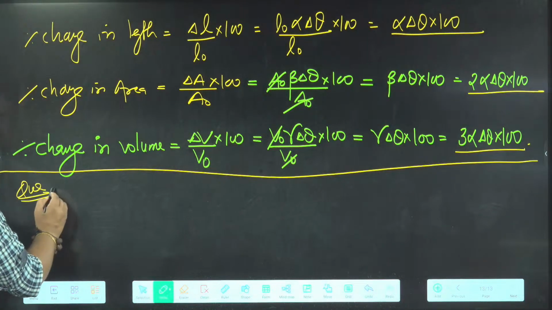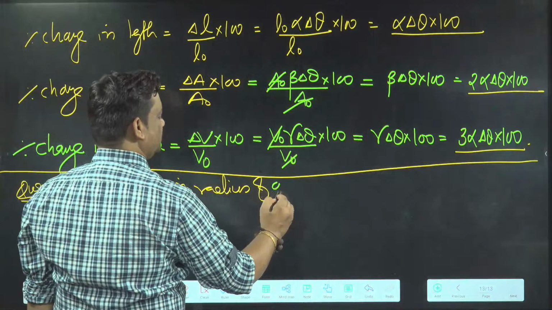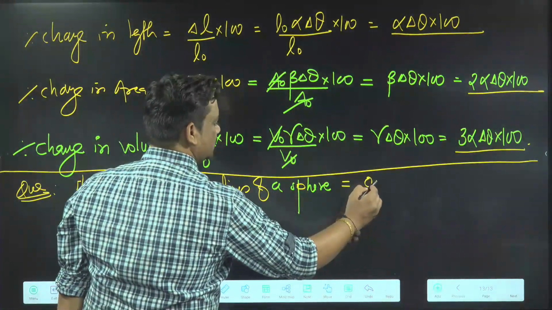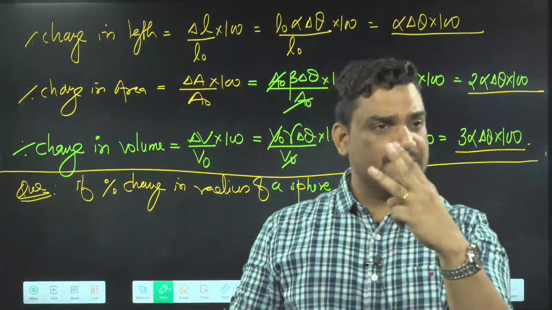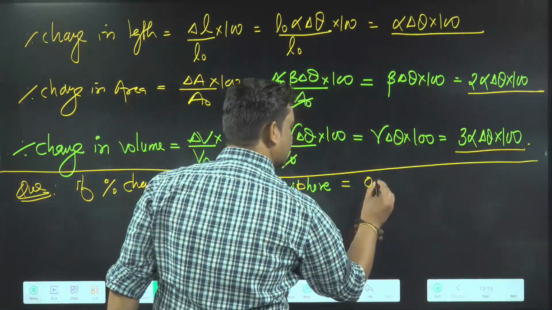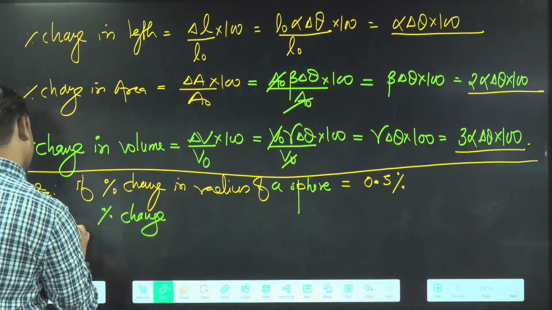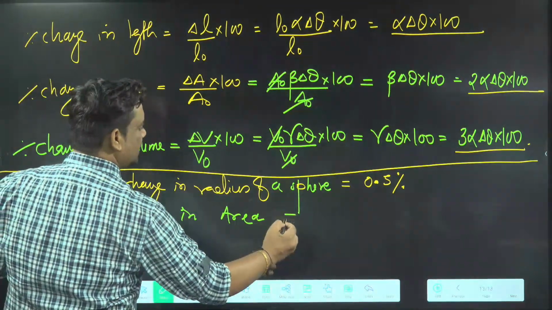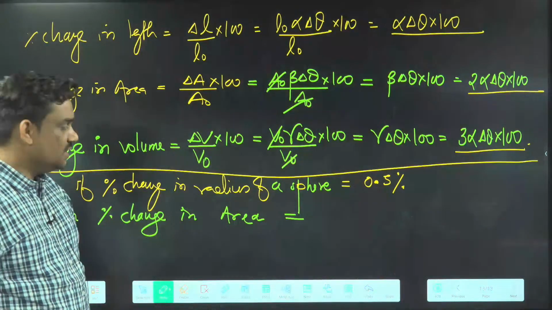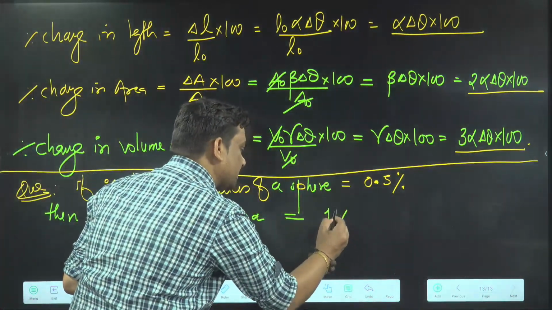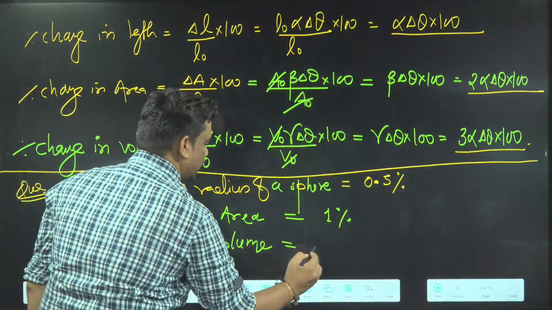Like if I ask a question: the percentage change in the radius of a sphere. Suppose it is 1%, then radius 1% means area 2%, volume 3%. Just 1, 2, 3 we can use. Now I'm giving 0.5%. I am asking the percentage change in area. If the radius change is 0.5%, then what about the area? Area is a 2D quantity, so just double, which means 1%. Then I'm asking the percentage change in volume. So volume we can write how much?